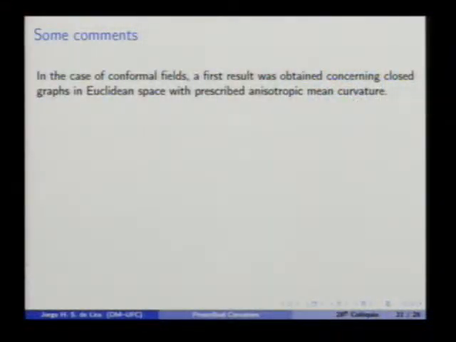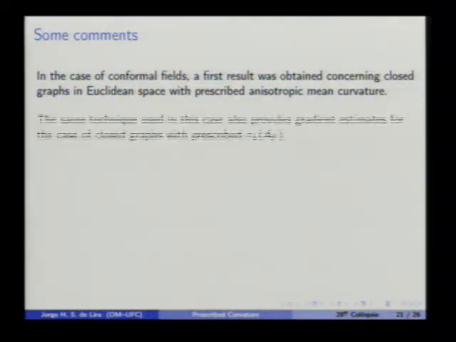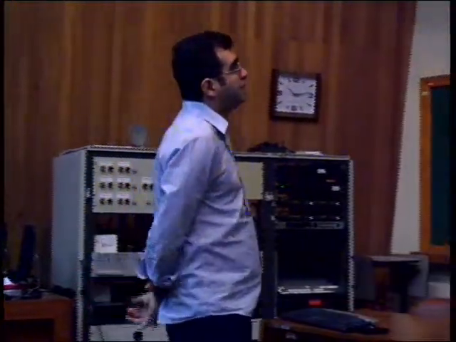Some comments are in order. You could also think about the analogous result for the case of conformal Killing vector fields, as I mentioned before. And in fact, you obtained a partial result on the existence of graphs in the case of conformal Killing vector fields. The same result is part of a result which could give the existence of these graphs of some prescribed elementary symmetric function of the Weingarten map.